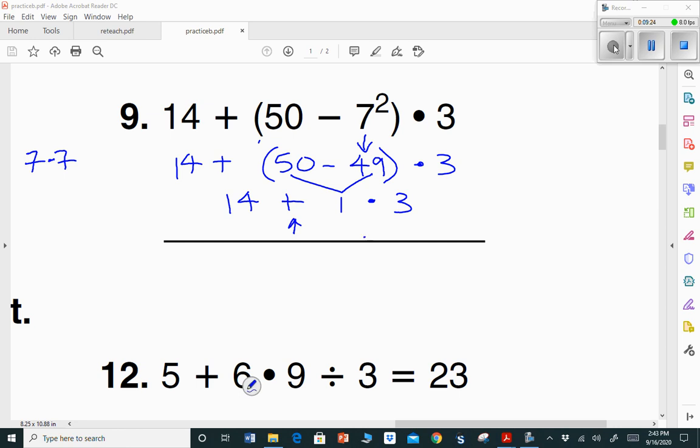Now we have addition and multiplication. Multiplication comes first. 1 times 3 is 3. Bring down the 14 plus, and that's all there is to do. So that answer is 17.